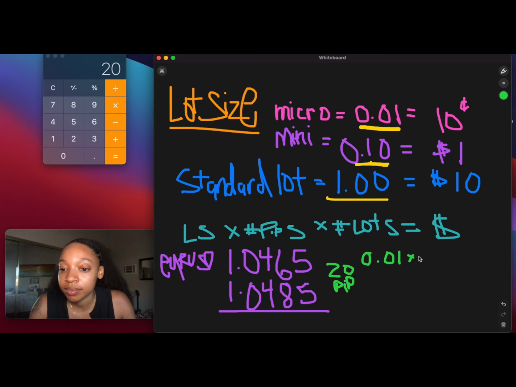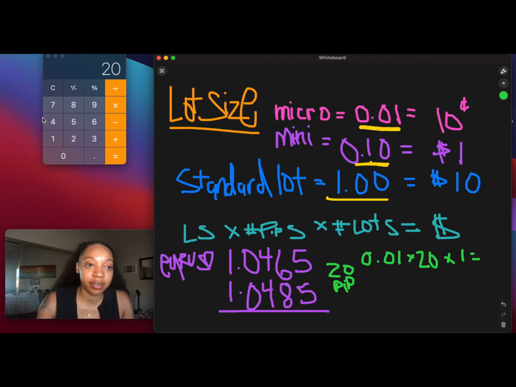Times 20. And then I'm only doing one lot size. So let's do the math and let's see what comes out. Okay?